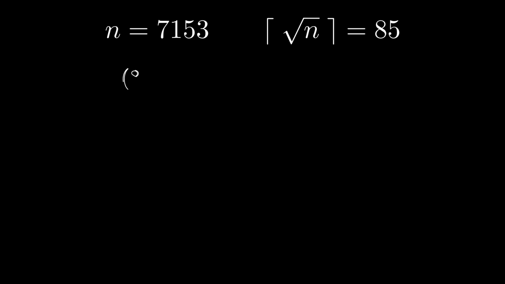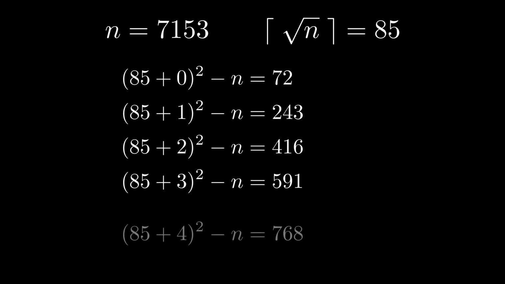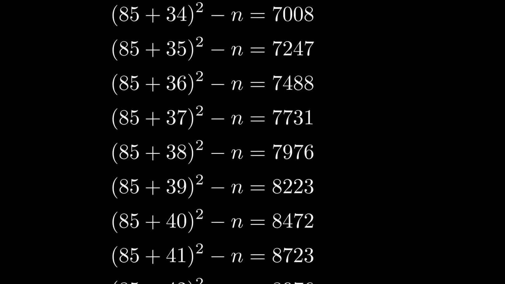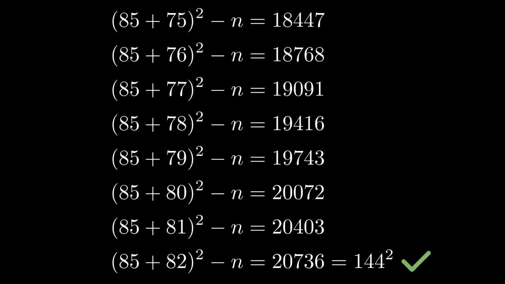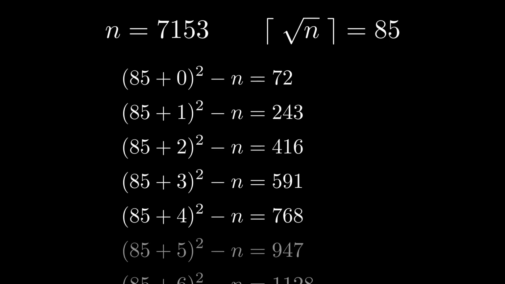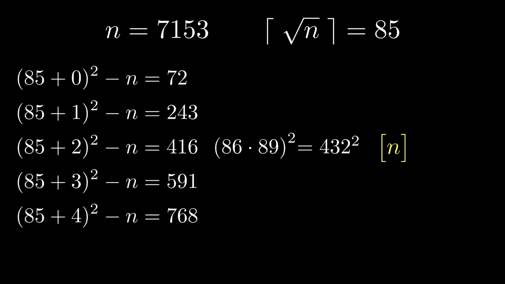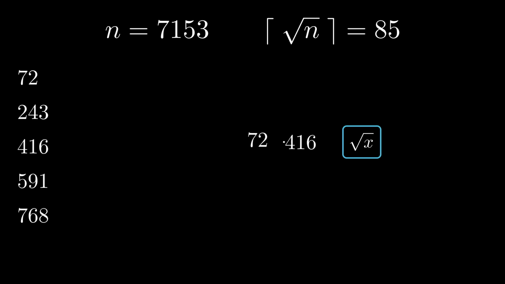Let's try the Fermat factorization method on 7185. If we start looking for a perfect square, we will find it after 85 iterations. What if I told you that we can find the perfect square from only the first 5 iterations? If we notice that 86 squared times 89 squared equals 432 squared, but modulo n, using the GCD we can find the factor. But how do we get a perfect square from these numbers?